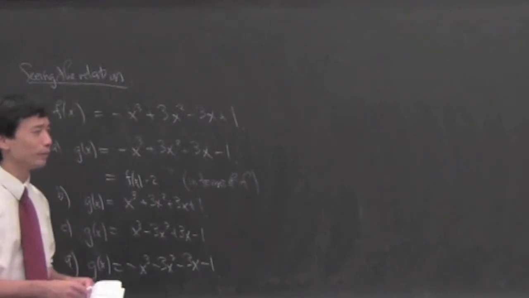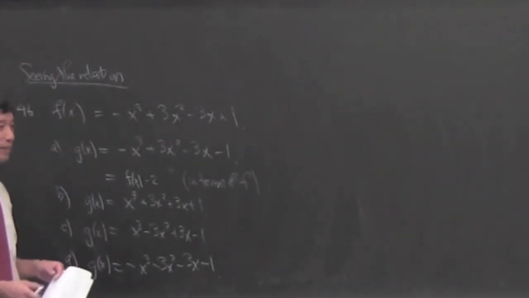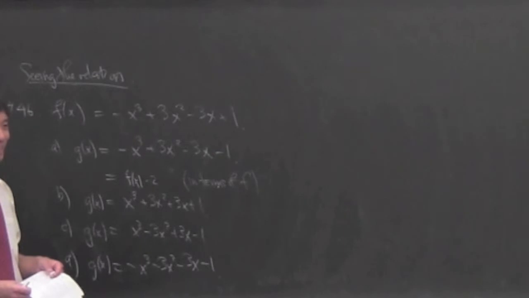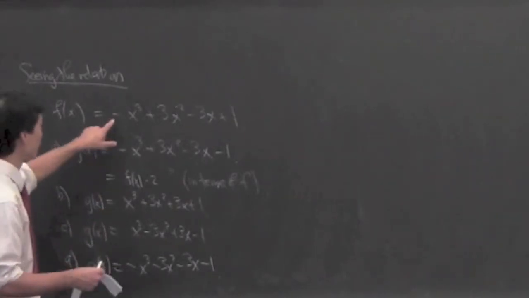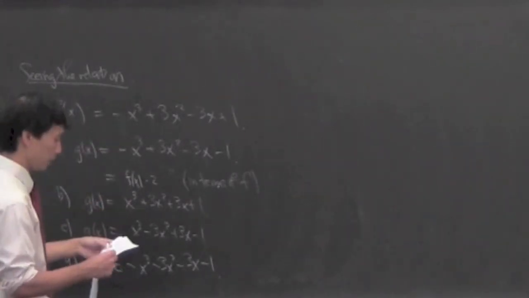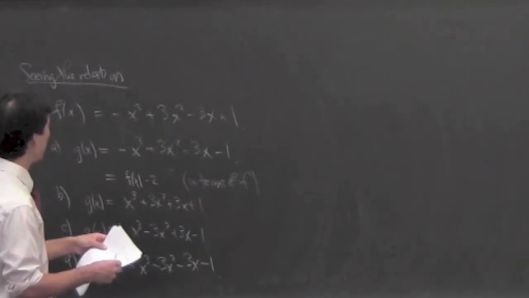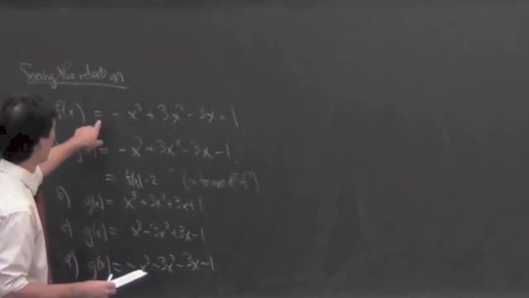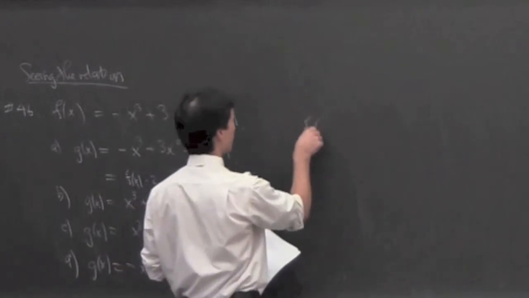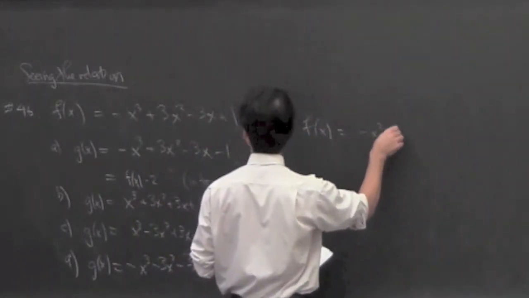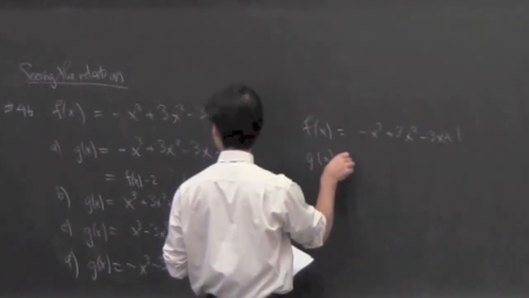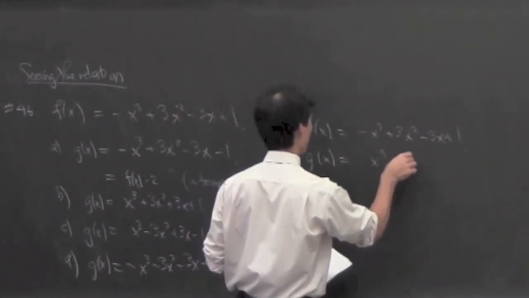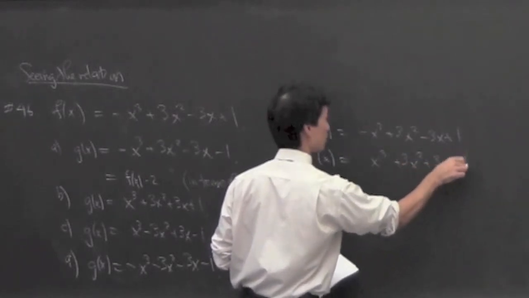Sophie. I'm still looking at it, actually. Okay, well, let's look. So f of x is negative x cubed plus 3x squared minus 3x. G of x is x cubed plus 3x squared plus 3x plus 1.